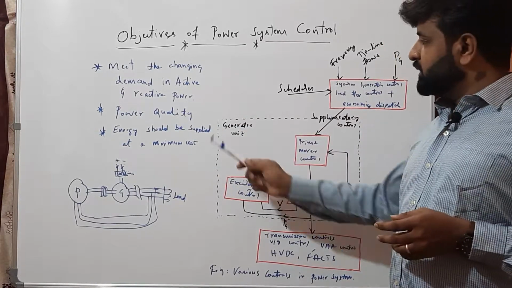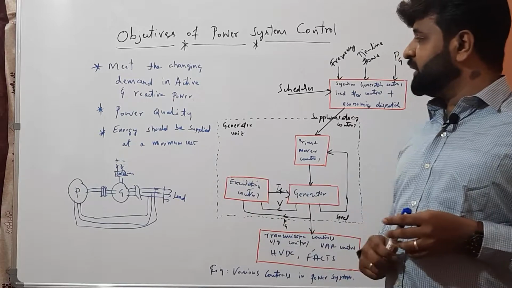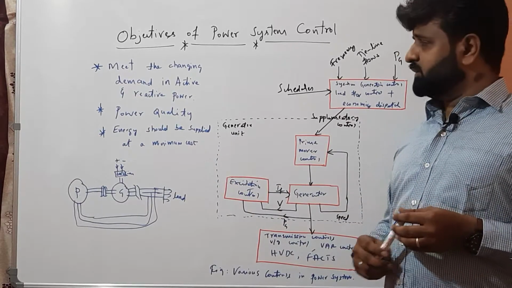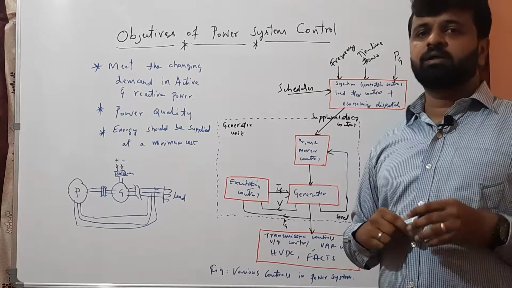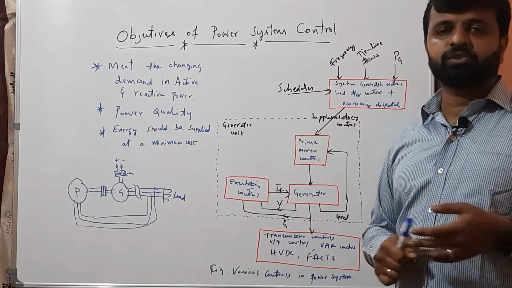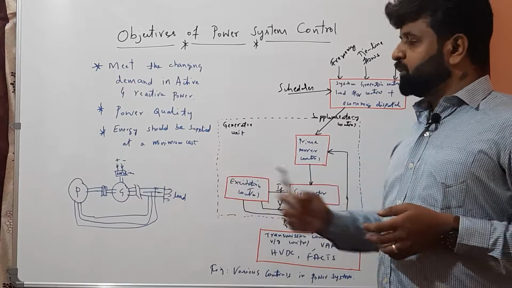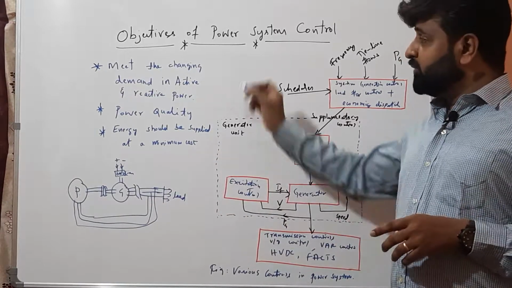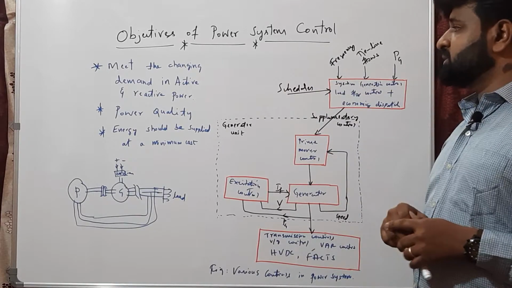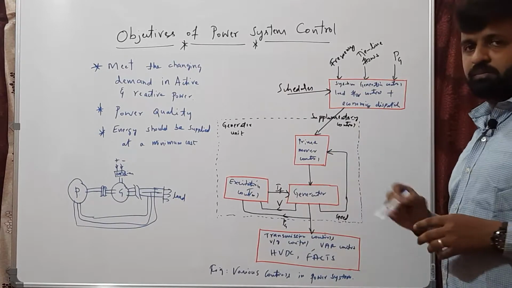Another objective here is that energy should be supplied at minimal cost. Whatever energy you are supplying to the customers should be at minimal cost. In view of this, we have to discuss all of this with the use of this diagram.